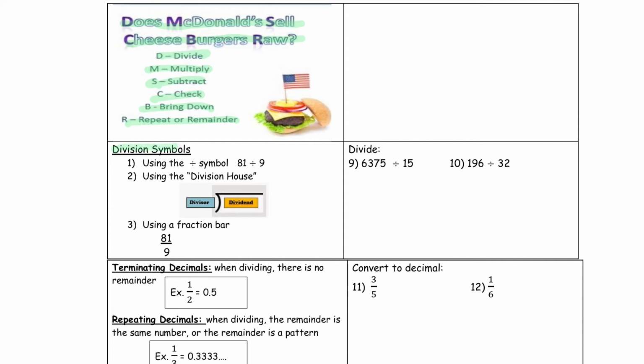With division symbols, we use the division symbol here. We also can use another method, using the division house or the division box. And notice the names of the terms. Your divisor goes on the outside. Your dividend goes on the inside. And the answer, which is up here, is called the quotient. Good. That's your quotient. And then remember, the last way and one of the most popular ways we'll be looking at decimal fractions this year is going to be when we use the fraction bar.